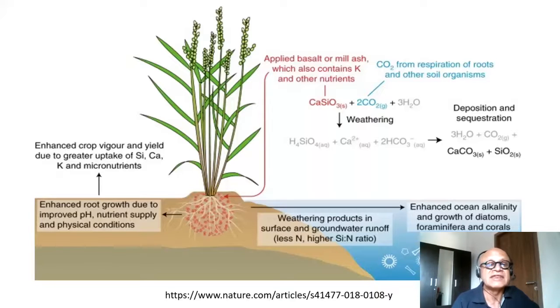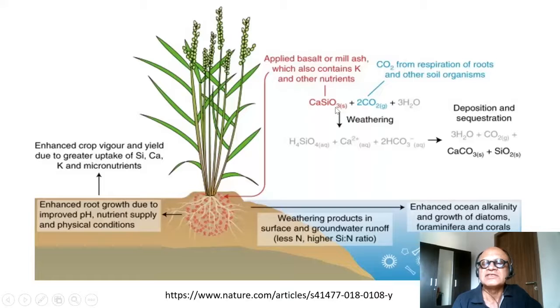the skeletons they need. So this is saying enhanced crop vigor and yield due to greater uptake of silica, calcium, potassium, and micronutrients. So this is enhanced root growth due to improved pH, nutrient supply, and physical conditions. So if you go around and spray silica and other dust from ground up rocks, you would accomplish these things. So they are thinking of applying basalt or mill ash from sugarcane mills, which also contain potassium and other nutrients.